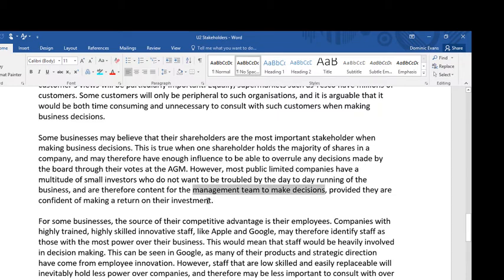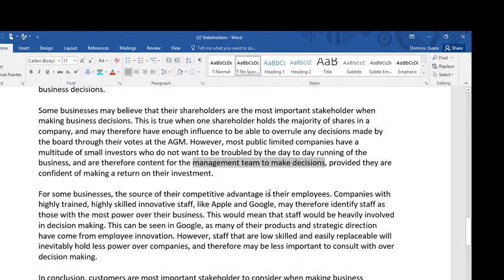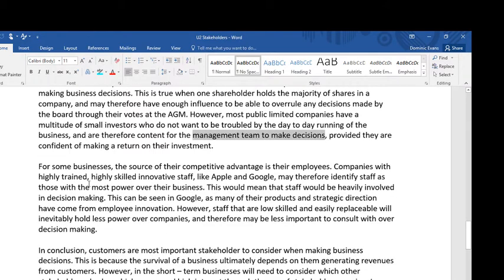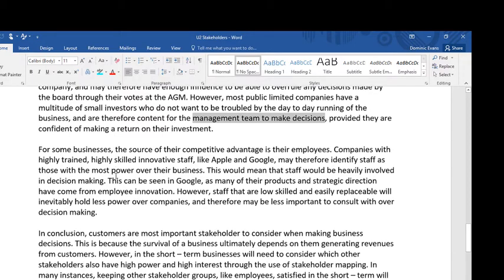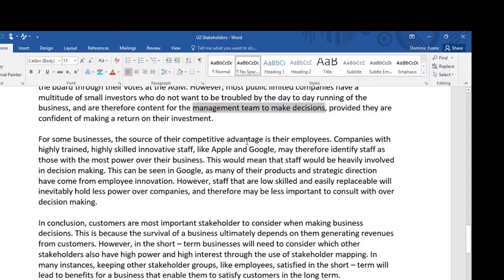These would be people with pensions, for example. There are millions of them literally, and they're not going to get involved in the day-to-day decision making of businesses. So I've got some balance in there. Hopefully I've explained to the examiner I know exactly what a shareholder is, and I've developed a chain of argument that's nicely balanced.